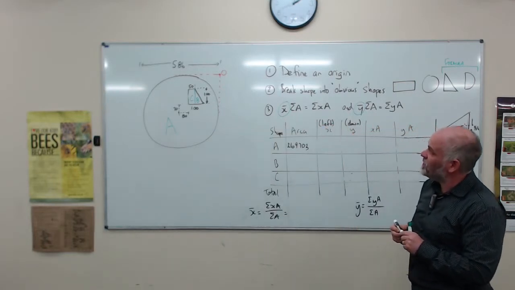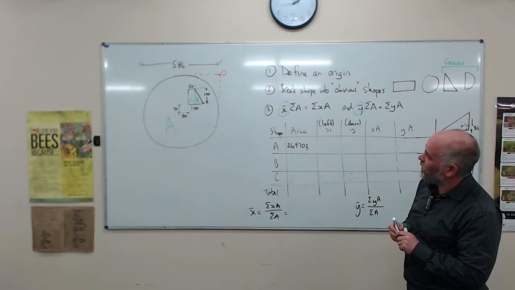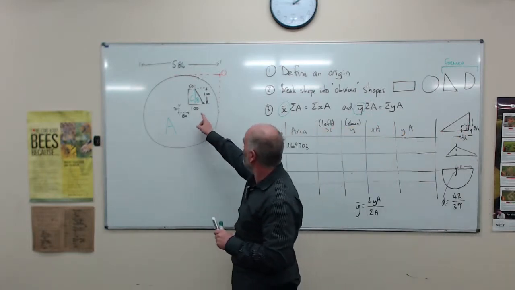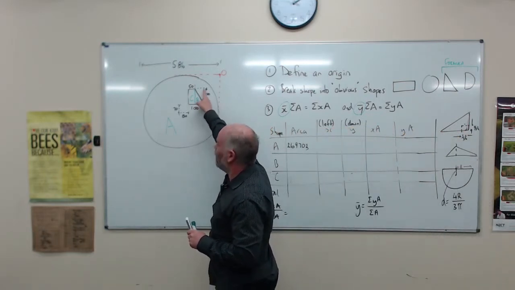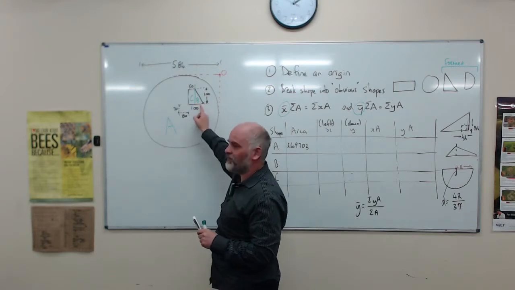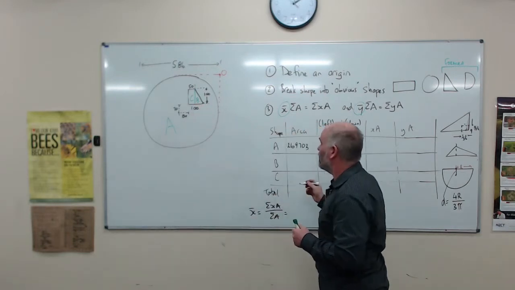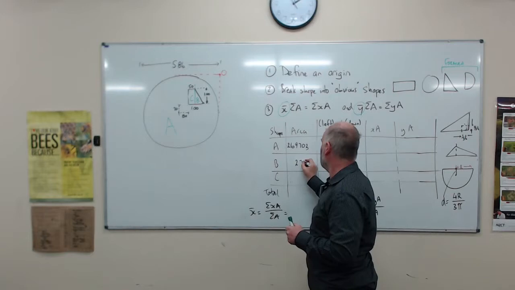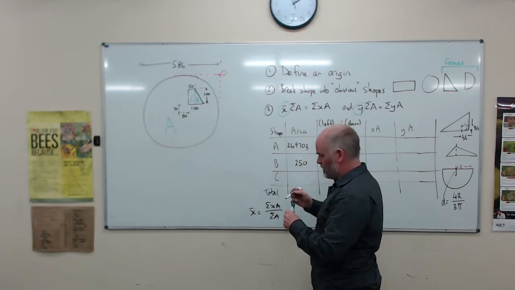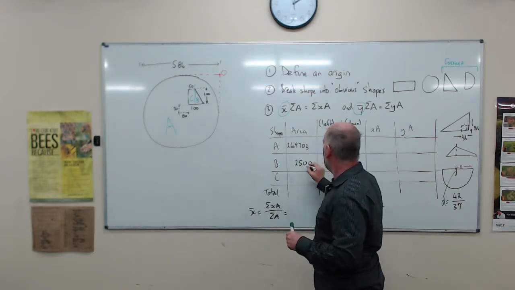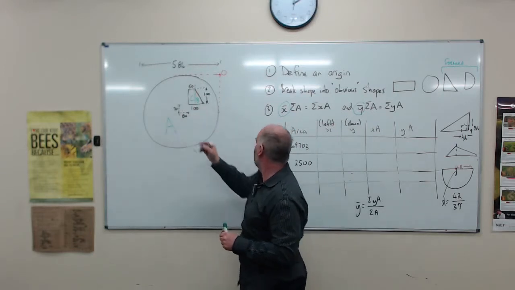Okay, what about the triangle? The triangle is 50 across here by 100, so that's 5,000, so half of that is 2,500. Up, that was a B, I did right, yep. And then that is 5,000.